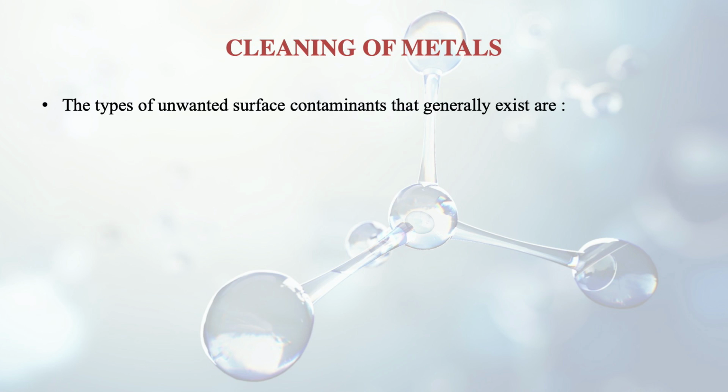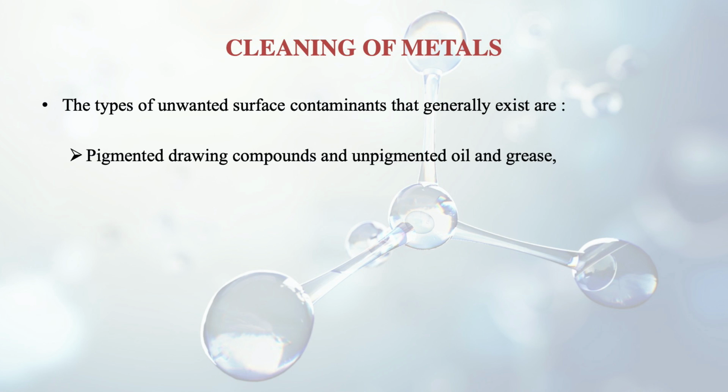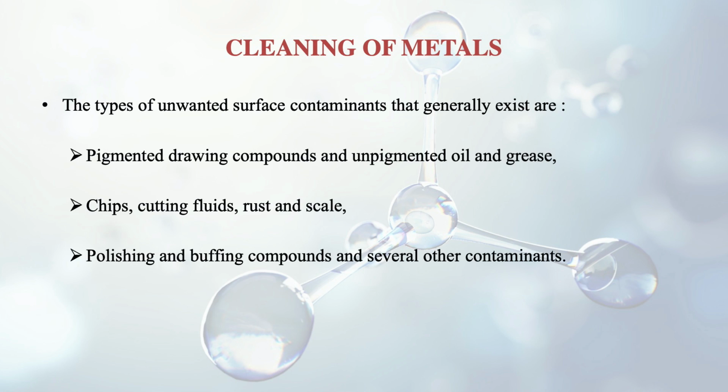And what are the types of unwanted surface contaminants that generally exist? These are pigmented drying compounds and unpigmented oil and grease. Then there are small chips and the cutting fluids which we are using. Rust is there, scale is there. Then polishing and buffing compounds and several other contaminants may also be there.